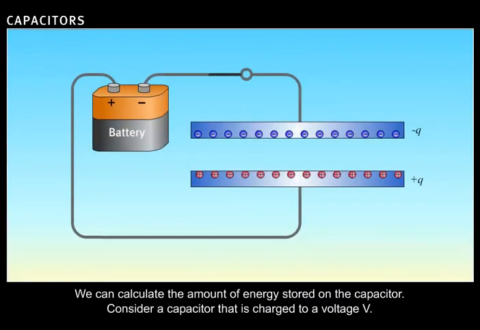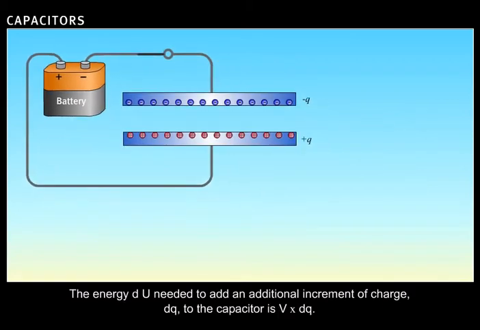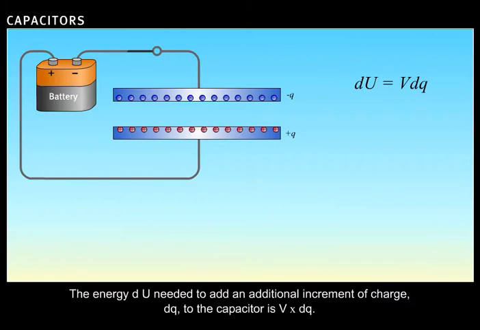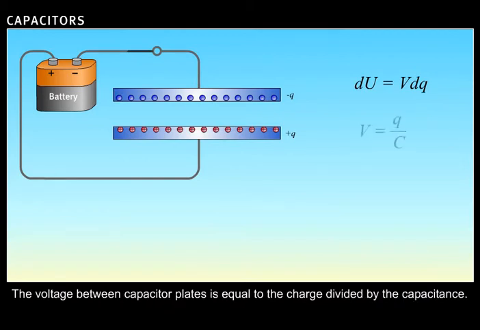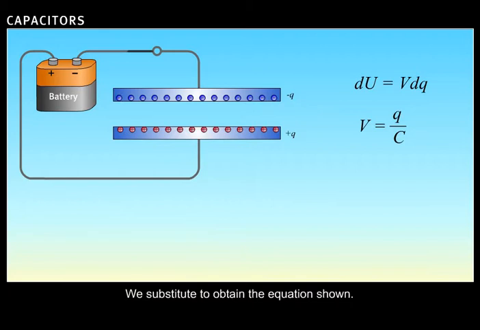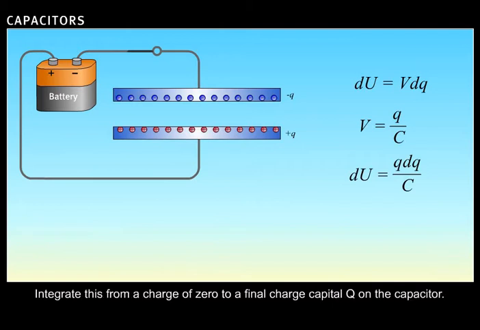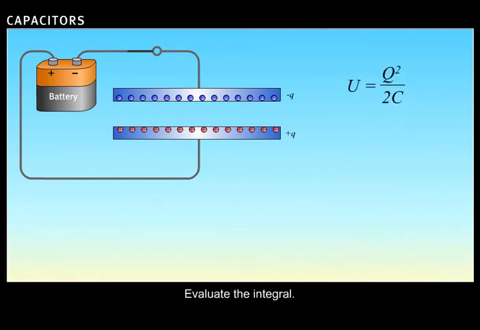We can calculate the amount of energy stored on the capacitor. Consider a capacitor that is charged to a voltage V. The energy dU needed to add an additional increment of charge dQ to the capacitor is V times dQ. The voltage between capacitor plates is equal to the charge divided by the capacitance. We substitute to obtain the equation shown. Integrate this from a charge of 0 to a final charge capital Q on the capacitor. Evaluate the integral.